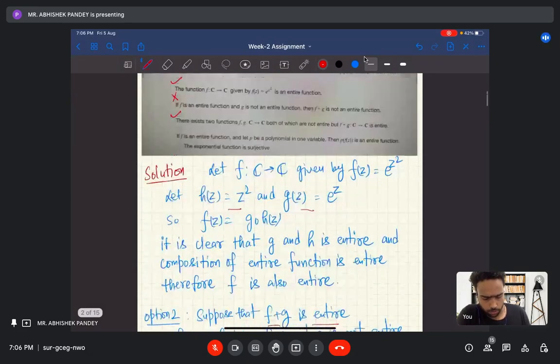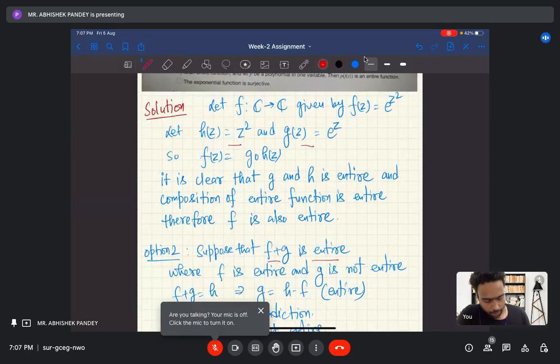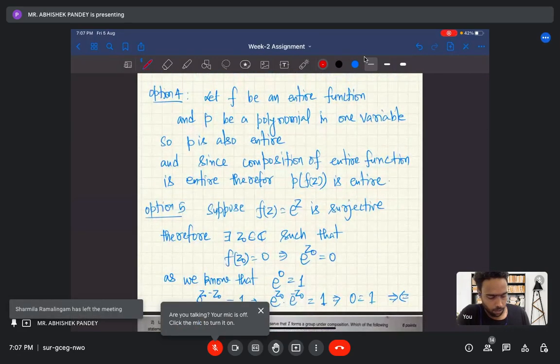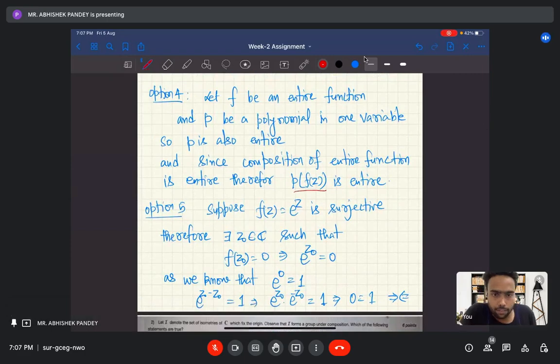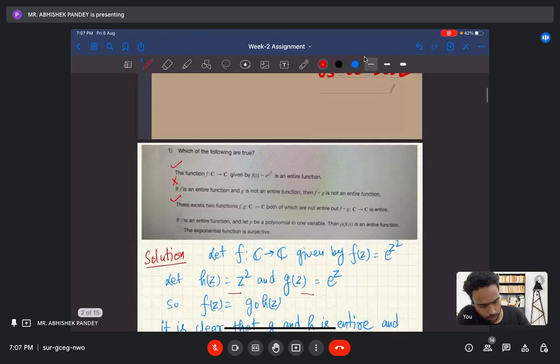Let us look at option 4. If f is an entire function and p is a polynomial in one variable, then the composition p(f(z)) is an entire function. As we know, the composition of two entire functions is entire and a polynomial is always entire. So we get that the composition of a polynomial with an entire function f is also entire. So this option is also true.